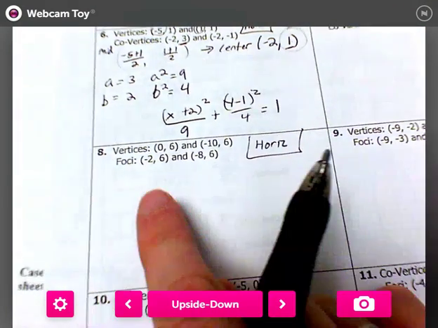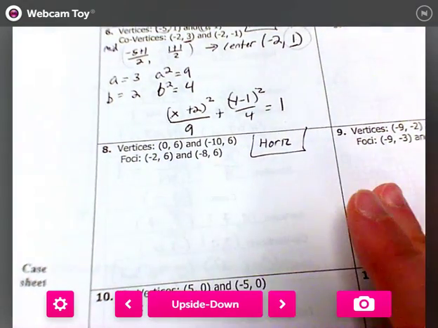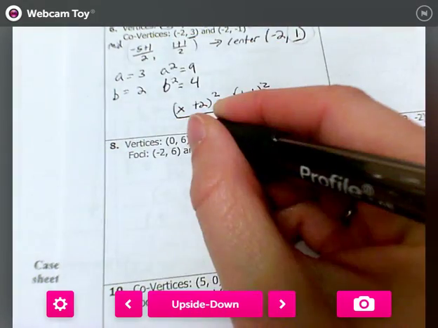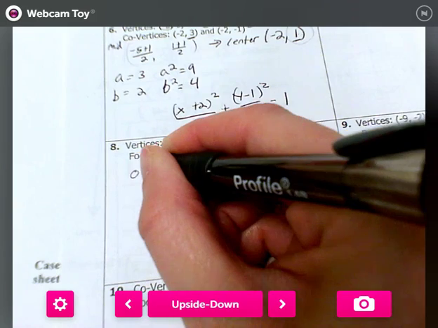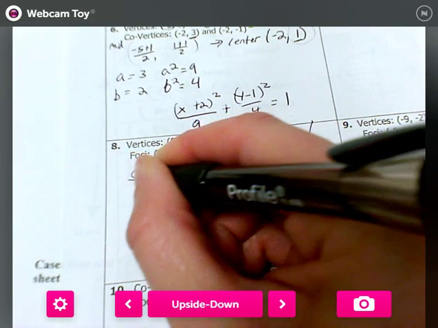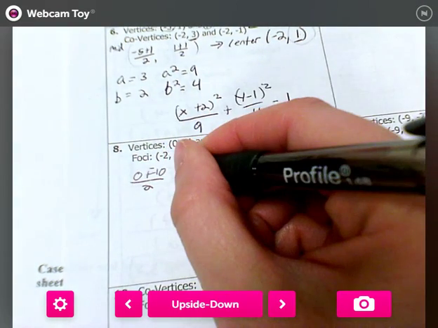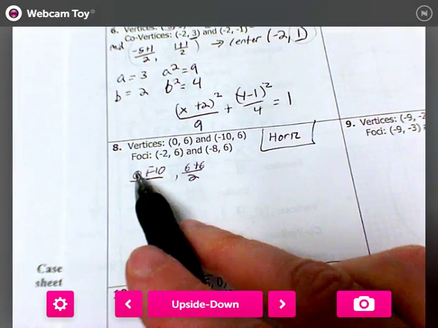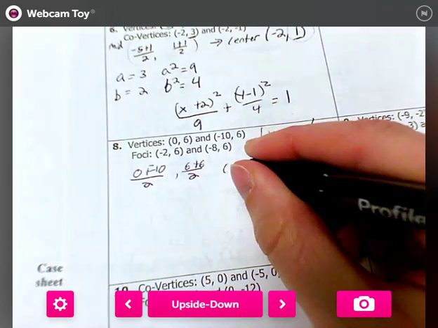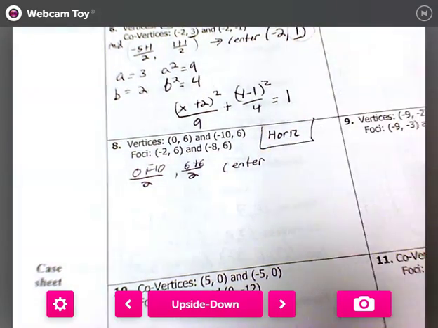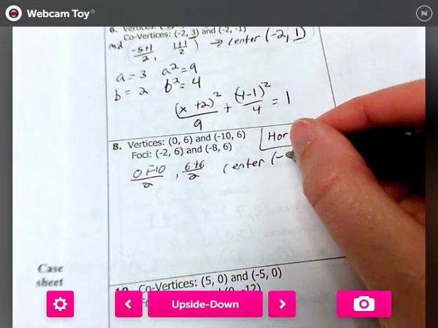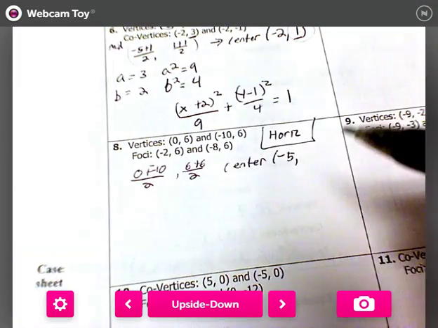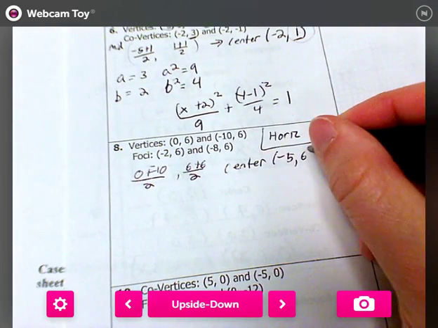Now we're going to take the vertices and find the midpoint to find the center. So I'm going to take 0 plus -10 divided by 2, and then 6 plus 6 divided by 2. 0 plus -10 is -10 divided by 2 gives us -5. 6 plus 6 is 12 divided by 2 is 6. So that's my center.